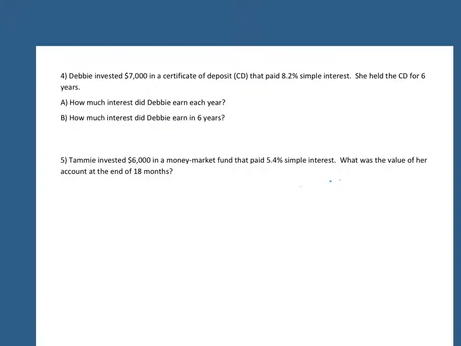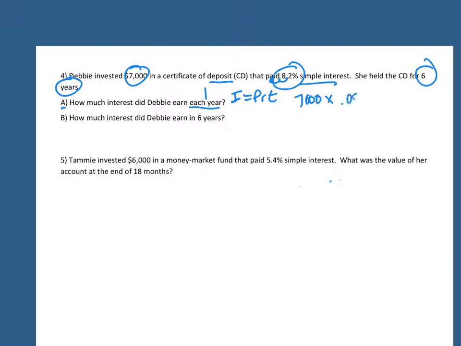Number 4, Debbie invested $7,000 in a certificate of deposit, that paid 8.2% simple interest. She held the CD for 6 years. So how much did Debbie earn each year? So each year, that means 1 year. So when I set up my equation, I equals PRT, for each year, for 1 year, that's what I'm going to do for A. I want to figure out just in 1 year, how much does she earn? So 7,000 times 0.082 times 1. I'm going to get 574.